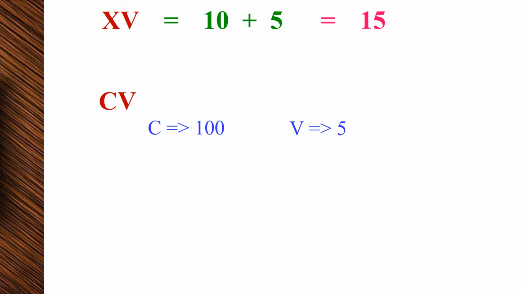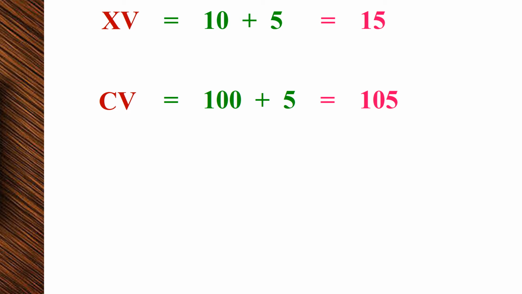XV. Here, the value of X is equal to 10, the value of V is equal to 5. X is greater than V. So, we have to add: 10 plus 5 is equal to 15. Next one, CV. Here, the value of C is 100, V is 5. C is greater than V. So, here also we have to add: 100 plus 5 is equal to 105.